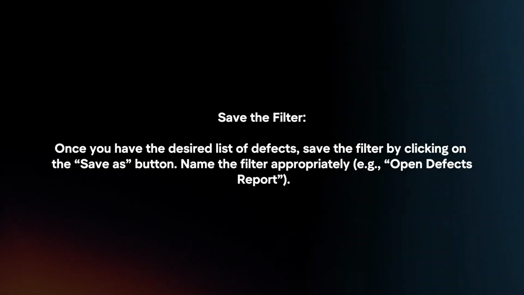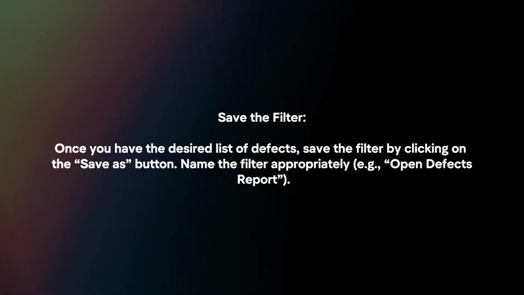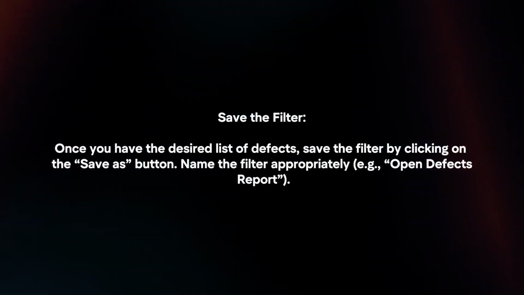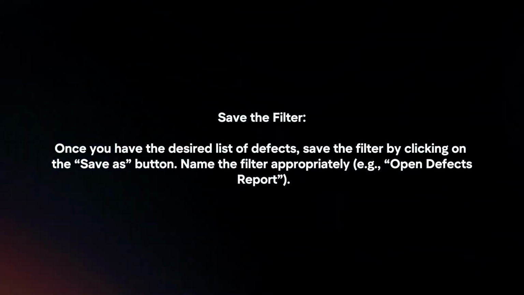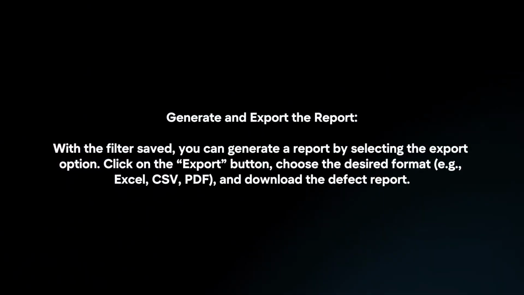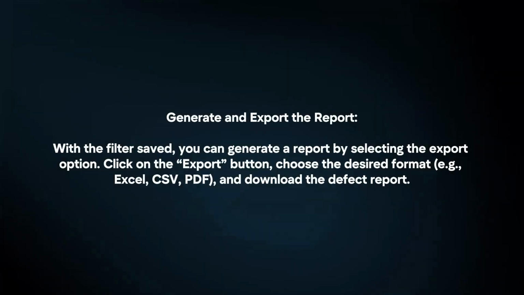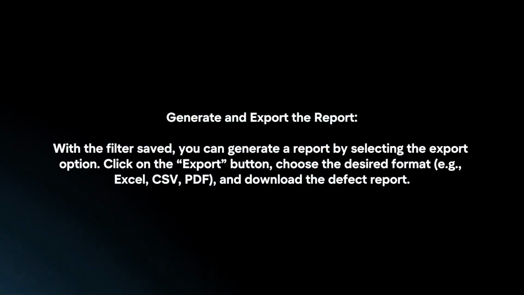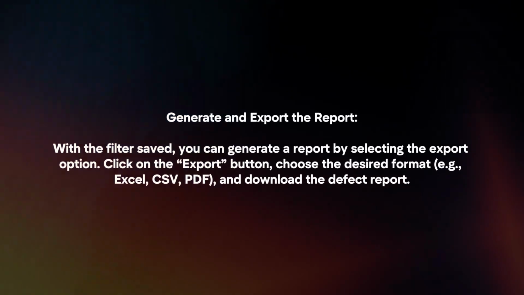Save the filter. Once you have the desired list of defects, save the filter by clicking on the Save As button. Name the filter appropriately. Generate and export the report. With the filter saved, you can generate a report by selecting the Export option. Click on the Export button, choose the desired format, and download the defect report.